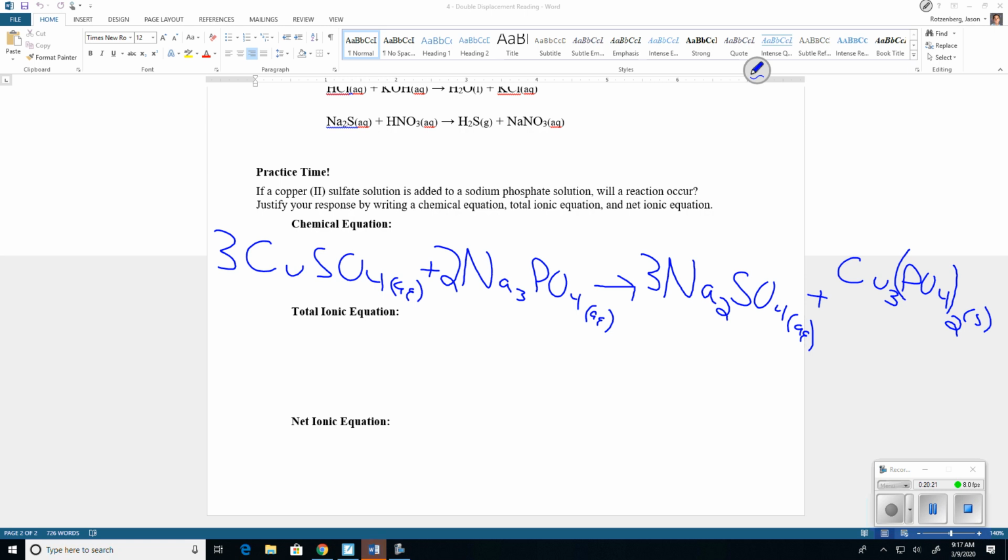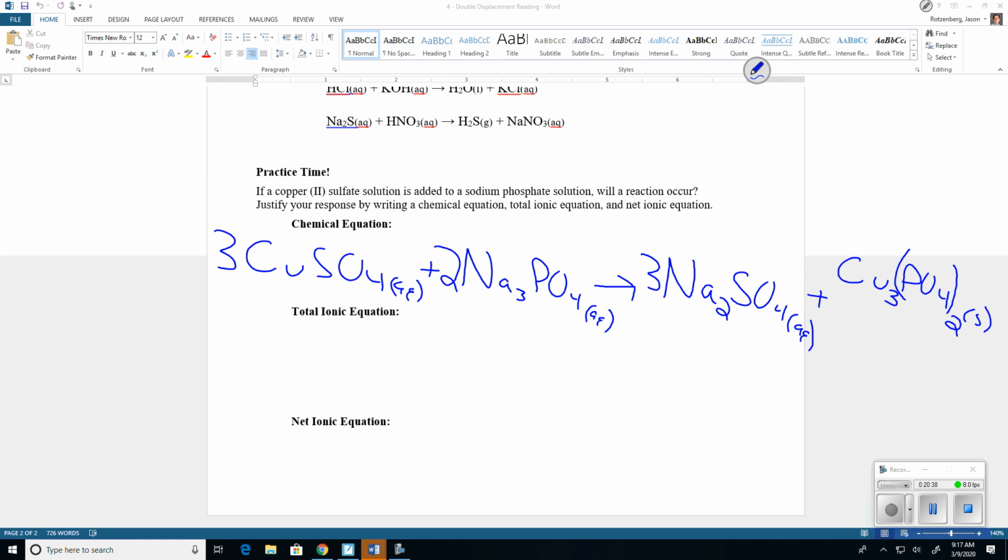And remember, I would balance based upon polyatomic ions. Notice how I said 3 sulfates, not 3 sulfurs and then 12 oxygens from this and another from that. Based upon polyatomic ions when we're dealing with displacement reactions.